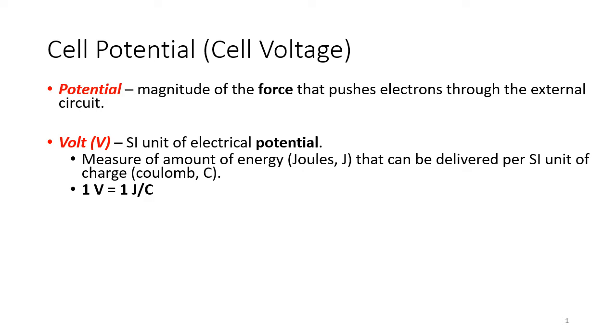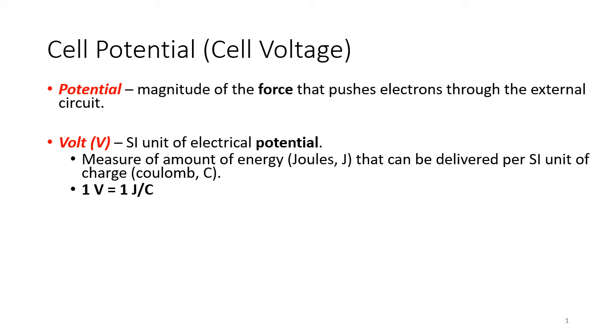And how we measure that potential is expressed as a unit called the volt. So the volt is listed as a capital V to signify that unit. It's the SI unit of electrical potential. So it measures the amount of energy, and if you remember, energy is measured in joules, that can be delivered per SI unit of charge. And the SI unit for charge is called the coulomb, which is given the symbol capital C. So 1 volt is equal to 1 joule per coulomb.